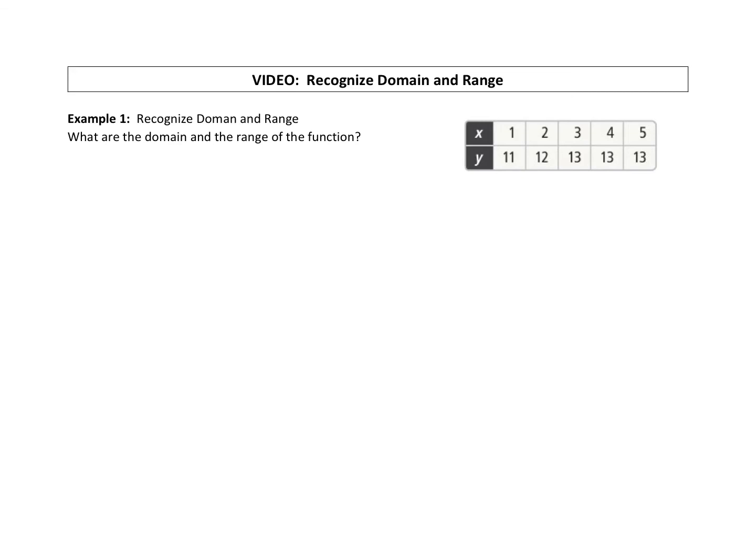Right, so here we have a quick example to recognize the domain. Ooh, that should say range, not domain. Recognize the domain and range. What are the domain and range of the function?